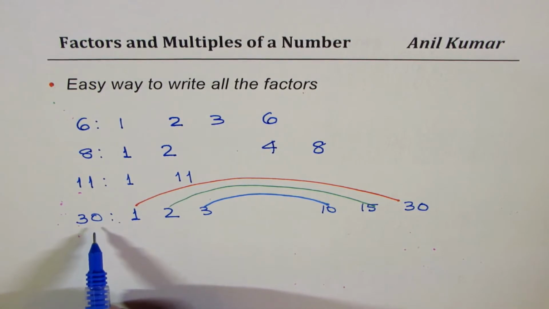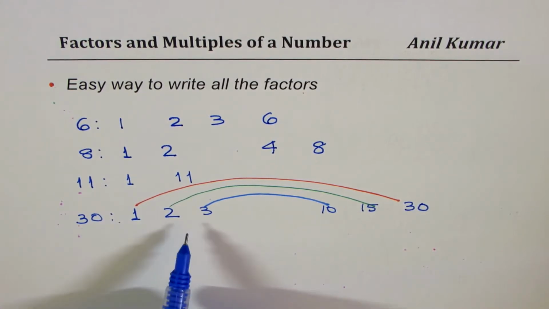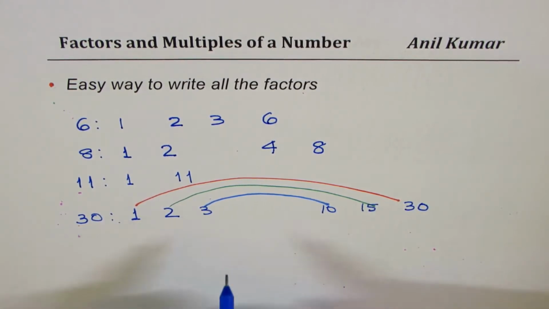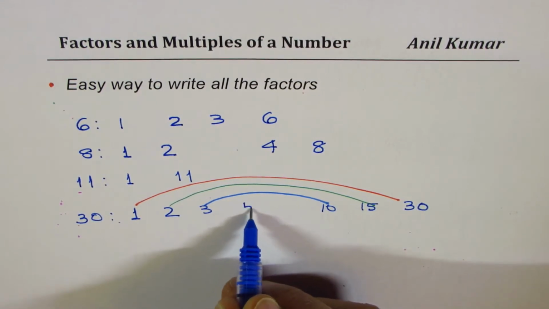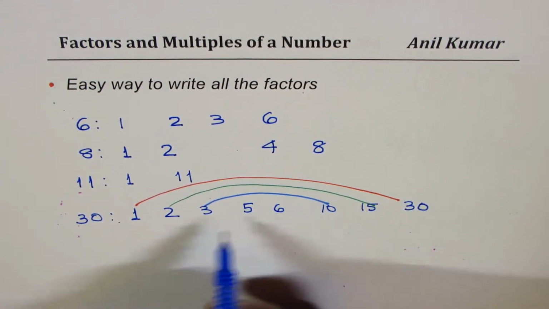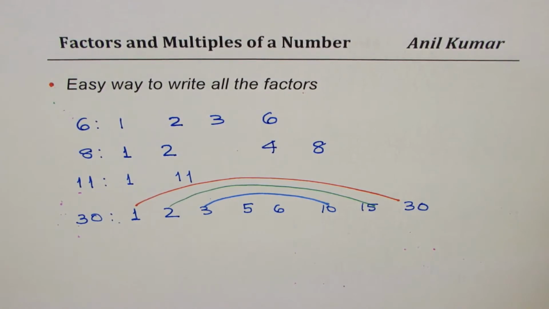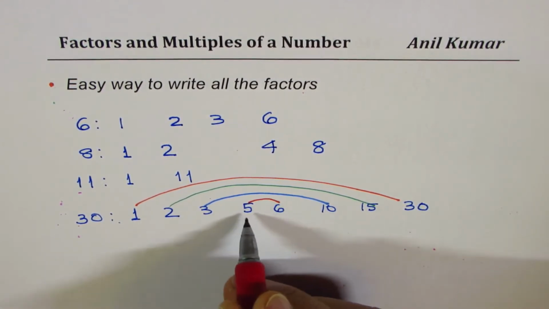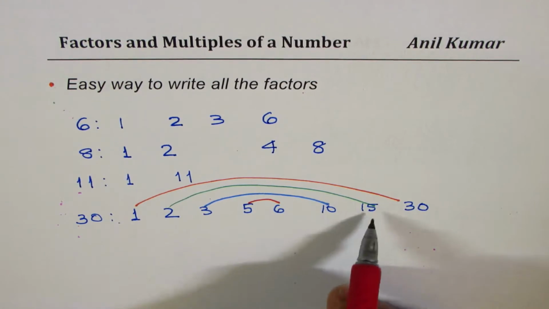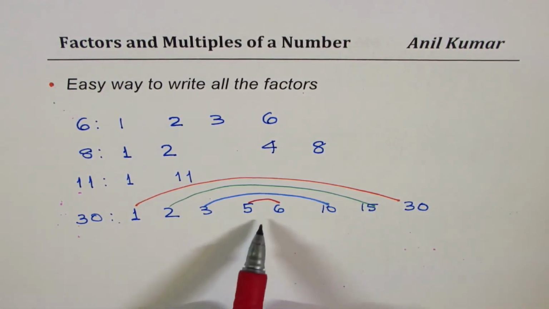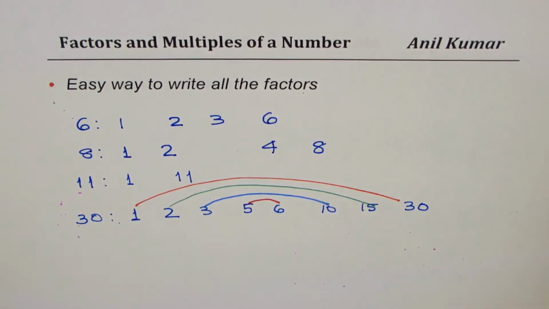Can you divide this by 4? No, 4 times 8 is 32, 4 times 7 is 28. This reminds me, you should know all your tables, okay? But yes, we could divide this by 5. 5 times 6 is 30, right? So 5 times 6 is 30, and then it is 6 times 5, 10 times 3, and so on. So we have listed all the factors of the number 30. Do you see that? Right. So we got all the factors of the number 30.